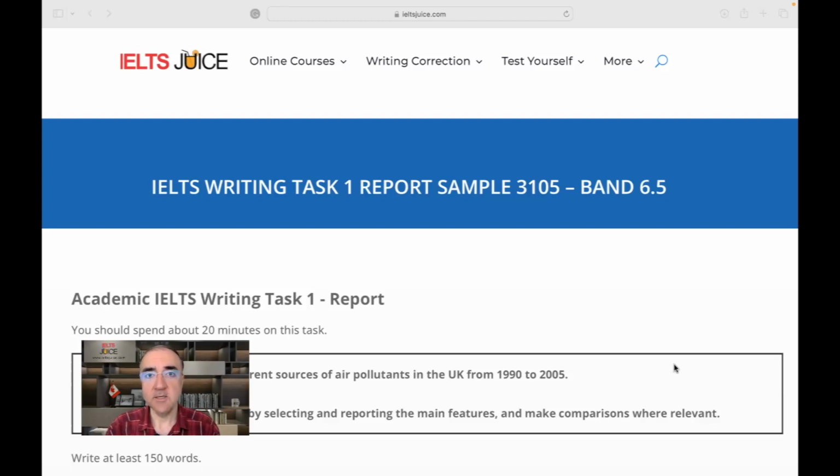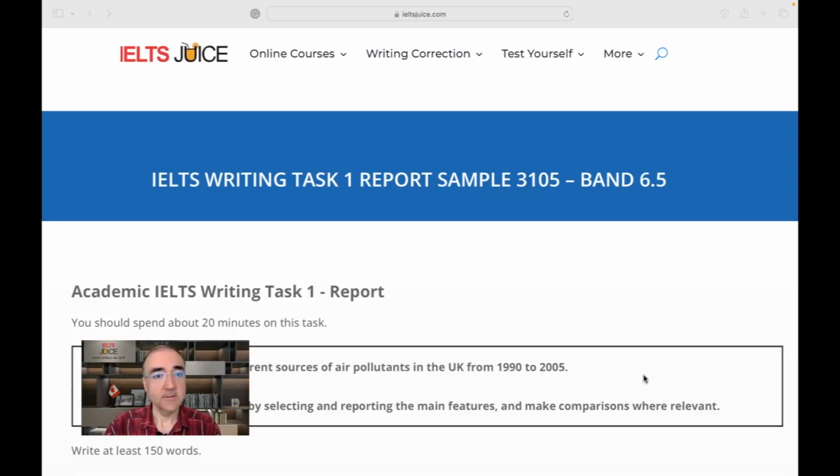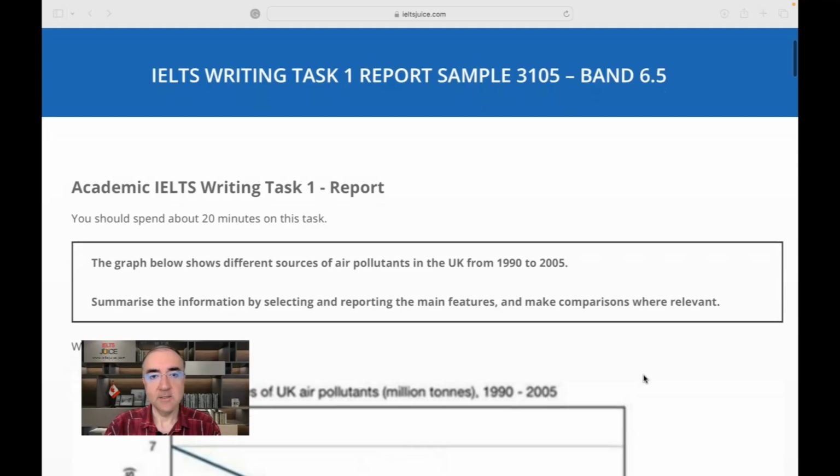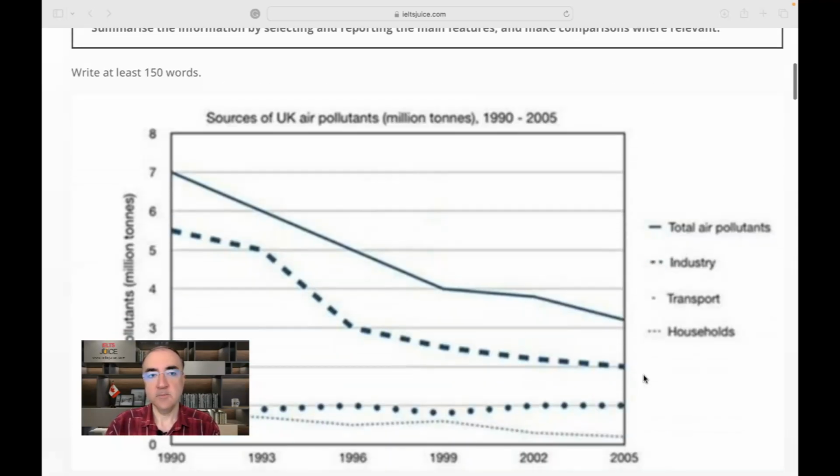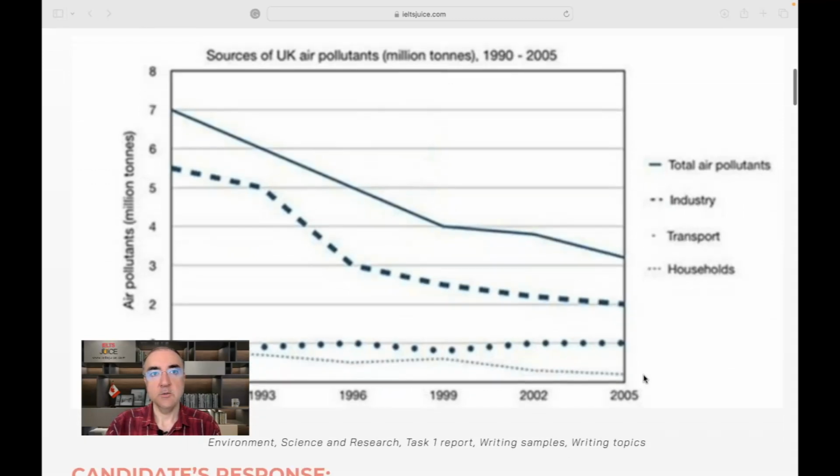Let's start assessing a report today. Well, this is a rather short rubric. It says the graph below shows different sources of air pollutants in the UK from 1990 to 2005. Okay, I see. Sources of UK air pollutants in million tons and 1990 to 2005.